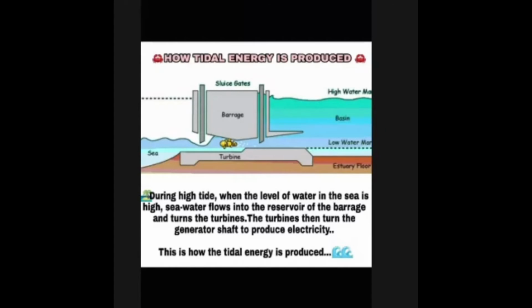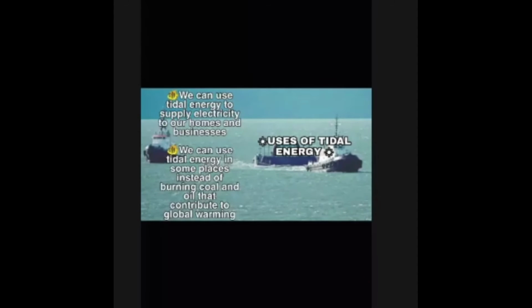Uses of tidal energy. We can use tidal energy to supply electricity to our homes and businesses. Second, we can use tidal energy in some places instead of burning coal and oil, which contribute to global warming. Global warming is caused by an increase of carbon dioxide. This is caused when there is a greater amount of carbon dioxide present in the atmosphere due to burning of fossil fuels. We can reduce it by using natural non-conventional sources like these.